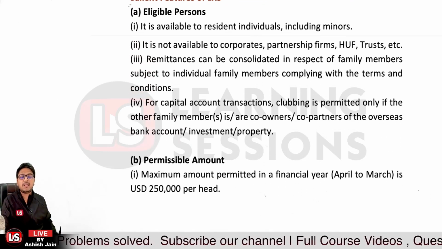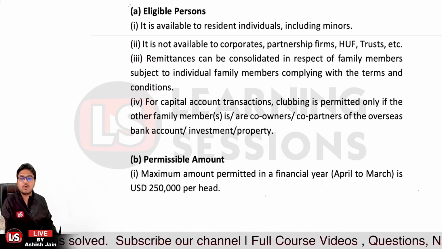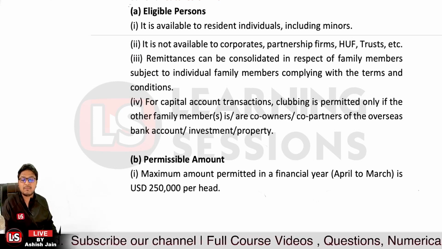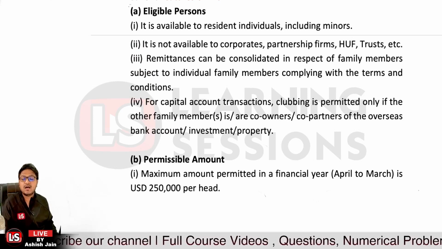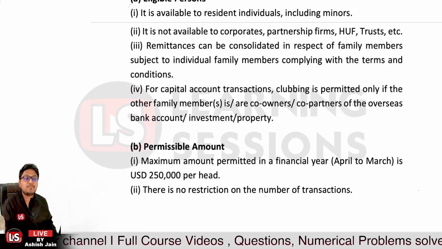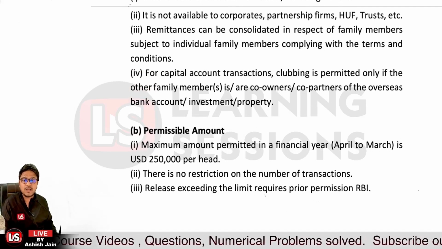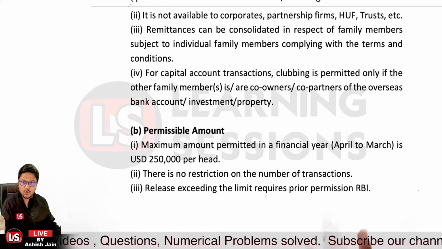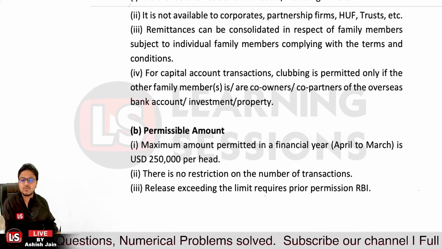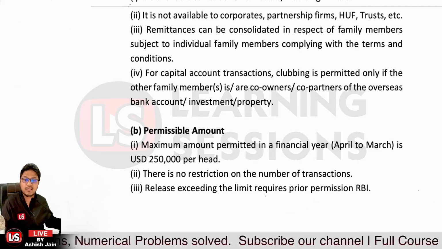Okay, then it's related to the permissible amount. I told you that the maximum amount which can be permitted under the LRS is 2,50,000 USD per head. There is no restriction on the number of transactions. It's just related to the amount, that the total amount of the transactions per person is to be consolidated per financial year.